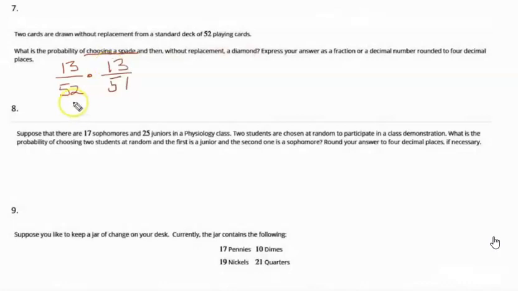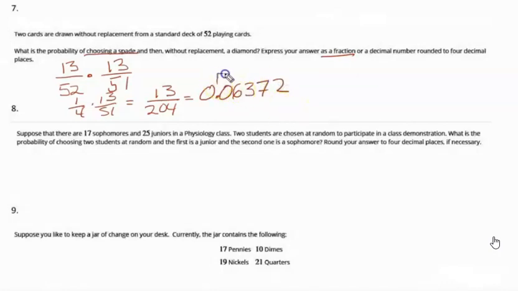And 13 over 52 is 1 out of 4 times 13 out of 51 gives us 13 out of 204. And that is a fraction that you could use, or converting that to a decimal, that's 0.06372. Rounding it to 4 decimal places, looks like that. We're going to drop the 2.